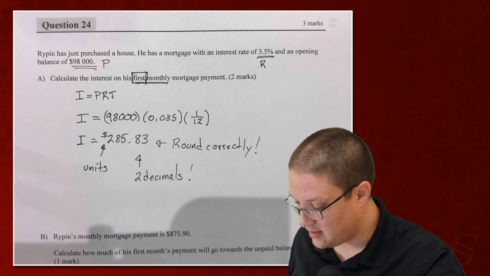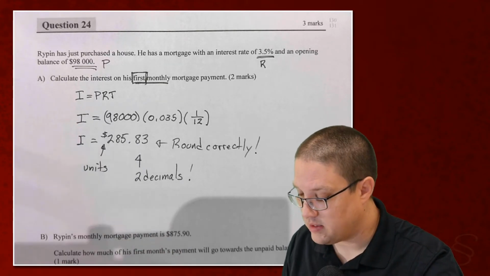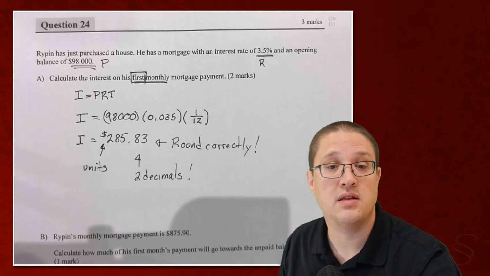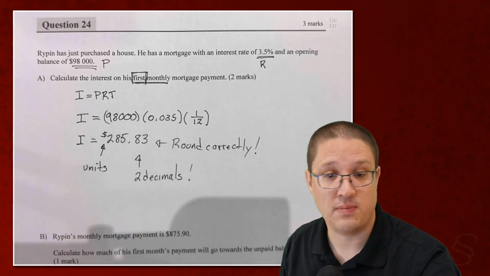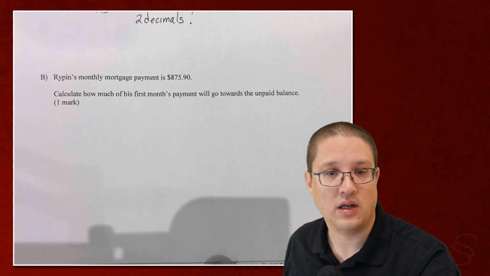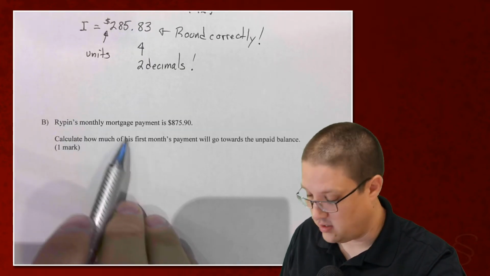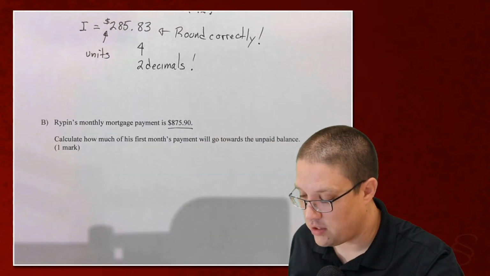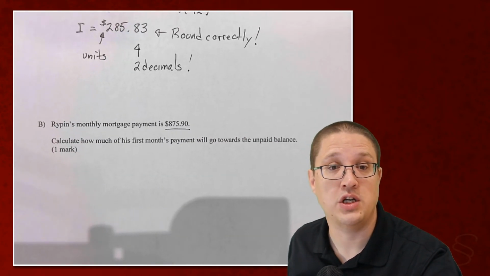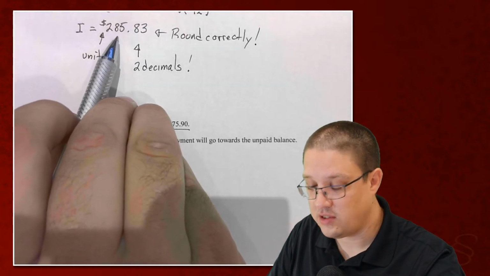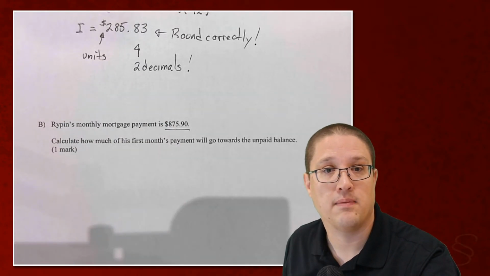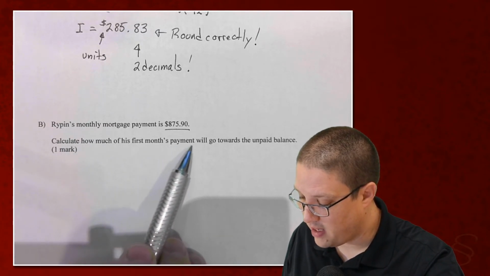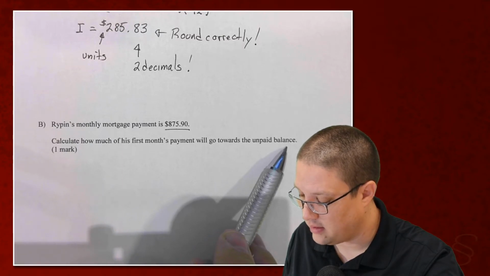Now let's take a look at the second part. This is how much money he's paying in the first month to the bank. So this goes straight to the bank in interest on his first month. Now let's take a look here. It says his monthly mortgage payment is $875.90. So this is how much he's paying for his mortgage each month. In the first month, that much goes to the bank. That's important to know. How much of his first month's payment will go towards the unpaid balance?